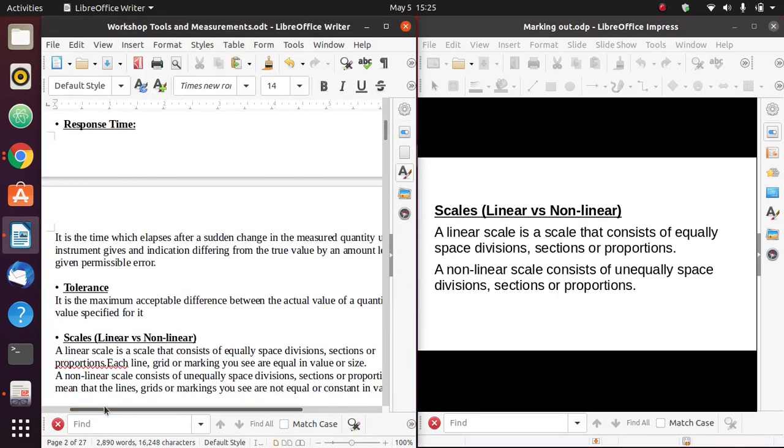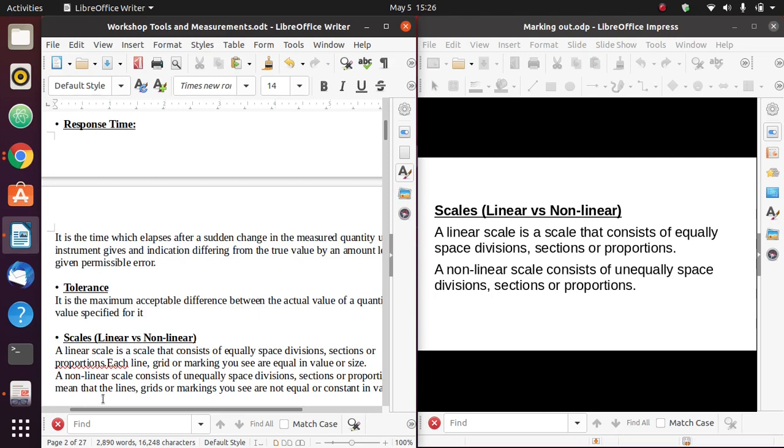They are proportionate. If I have a ruler, for example, a 30 centimeter ruler, you'll find that those divisions are equal. One division is equal to 0.1 of a centimeter. That is what we call a linear scale. The grids or the divisions or the markings are equal in value.